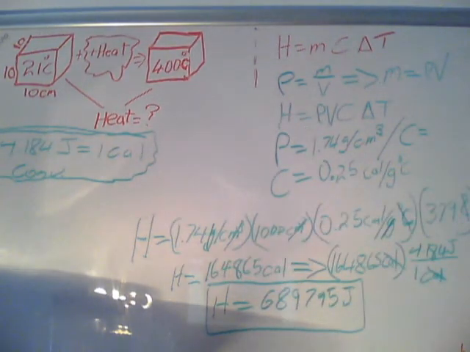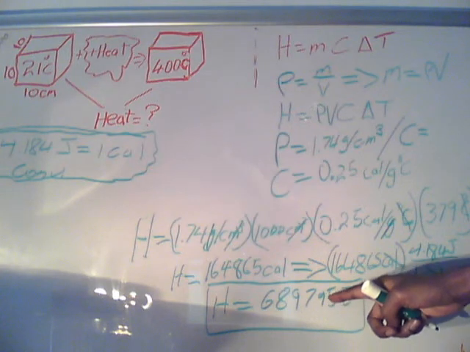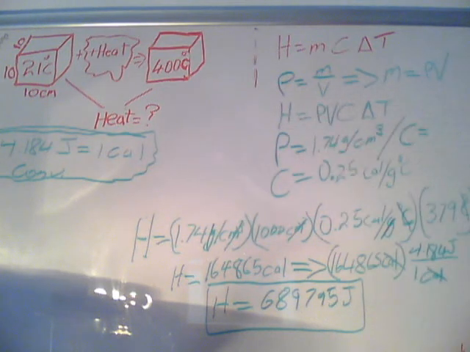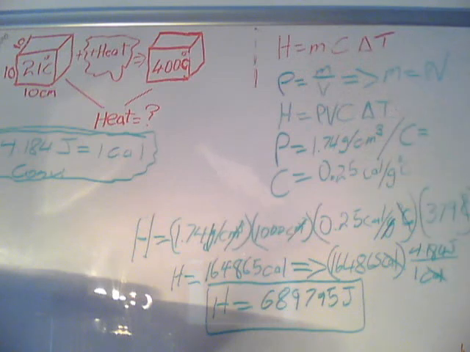So essentially, to move the temperature of a 10 by 10 by 10 block of magnesium from 21 degrees Celsius to 400 degrees Celsius, we've got to add 689,795 joules of heat energy. Pretty straightforward problem. Just practice it, using the heat energy equation. Hopefully this answers any questions you had on this problem.